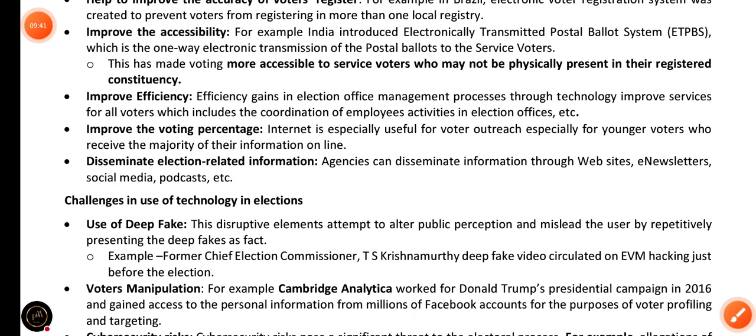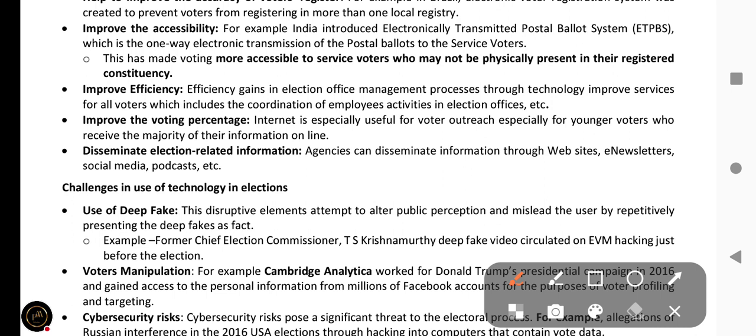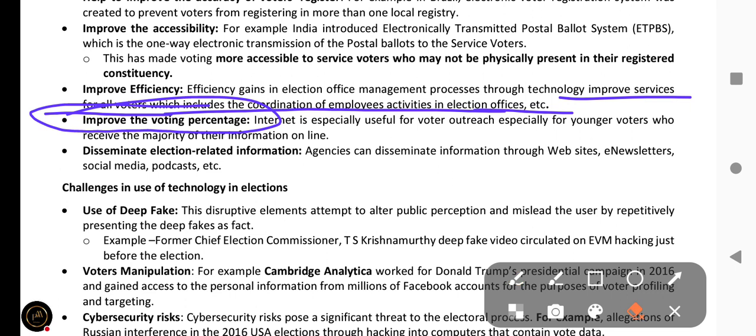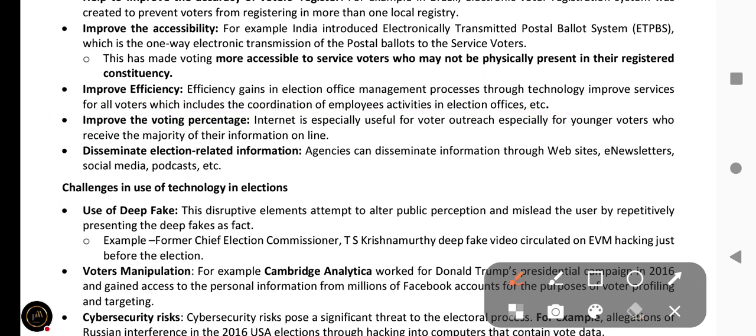Okay, and the next significance is improved efficiency. What efficiency improvement? Efficiency gains in election office management processes through technology improve services for all voters, which includes the coordination of employees' activities in election offices and improving the voting percentage. This technology improves the voting percentage during the counting of the election period or the winning candidates.